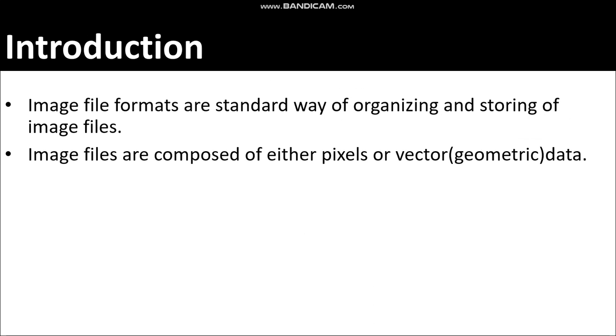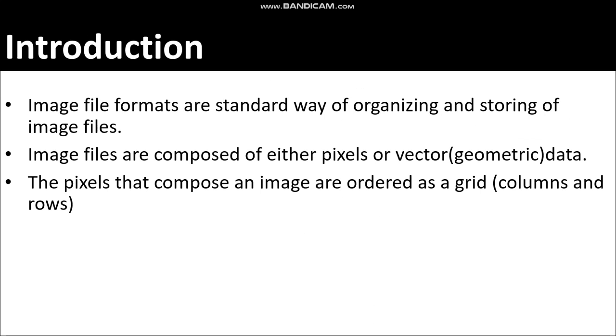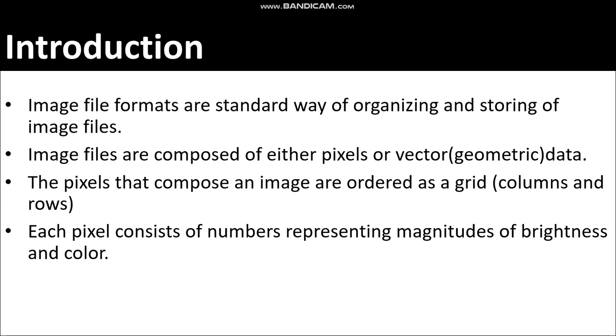Image file formats are standard ways of organizing and storing image files. Image files are composed of either pixel or vector data. The pixels that compose an image are ordered as a grid. Each pixel consists of a number representing the magnitude of brightness and color.